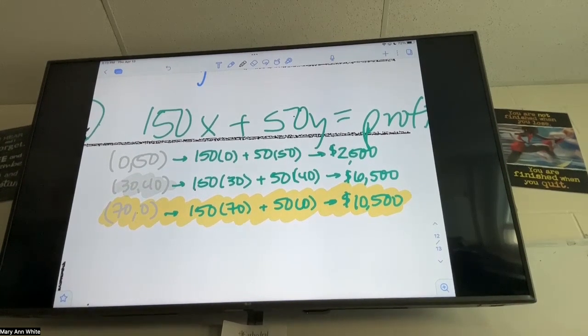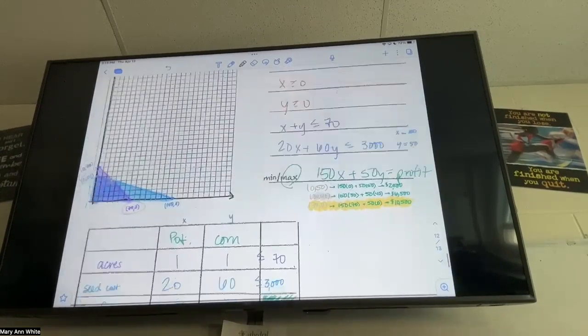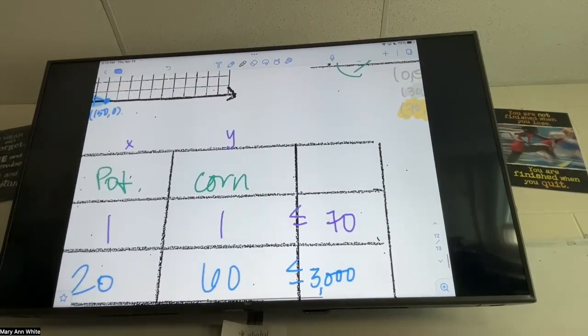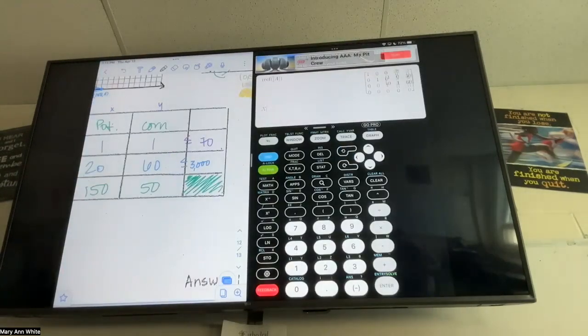Okay, I'll plug it into my calculator very quickly. I'm plugging essentially this into my matrix. Oh, come back. 1, 70, 20, 63,000.